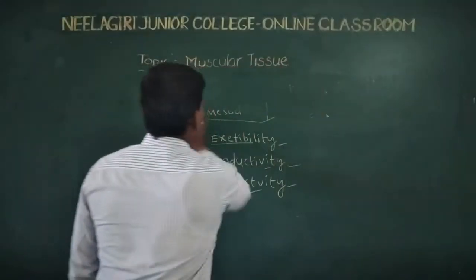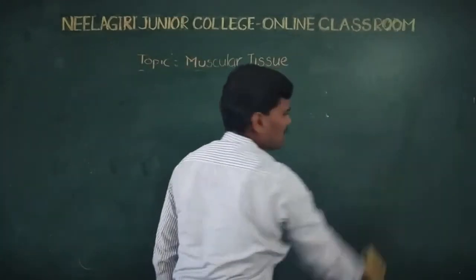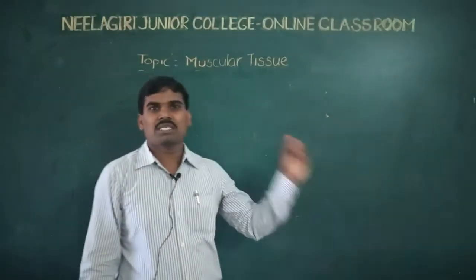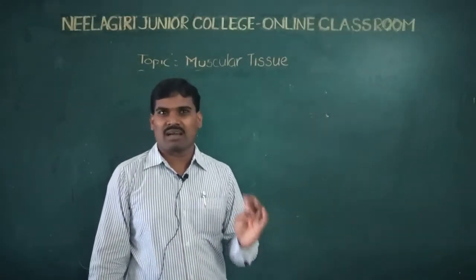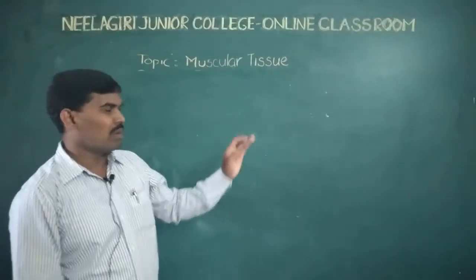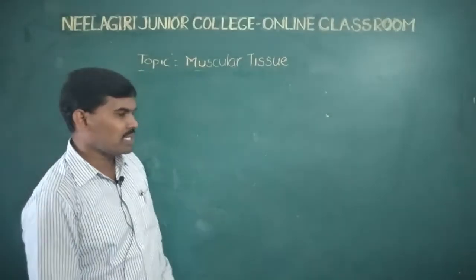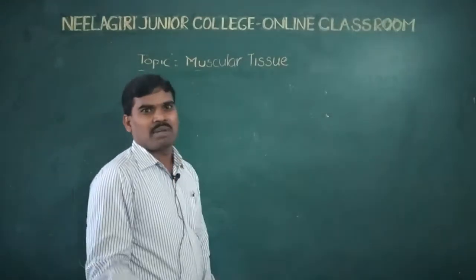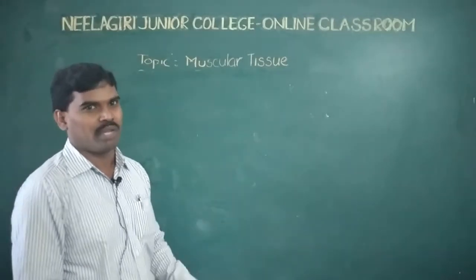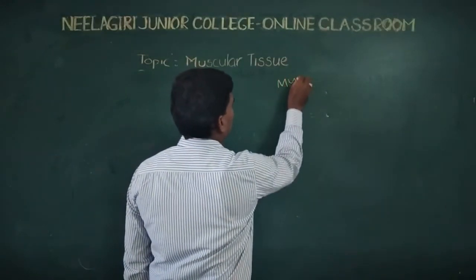Now, a frequently asked question: are muscles white or red? Muscles show a red color because a pigment is present. Which pigment? Myoglobin. In red blood cells, the red color is because of hemoglobin; in muscles, the red color is because of myoglobin.